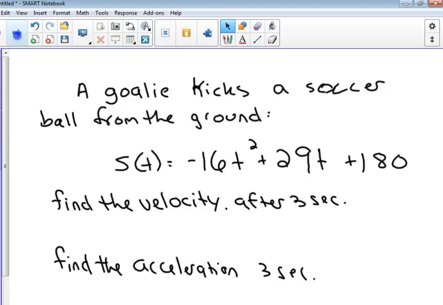Wait, check the zero. You do the derivative and plug it into the derivative for the velocity. And then for the acceleration, I think the second derivative, and plug 3 into the second derivative.